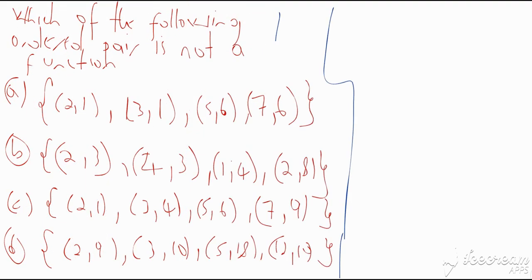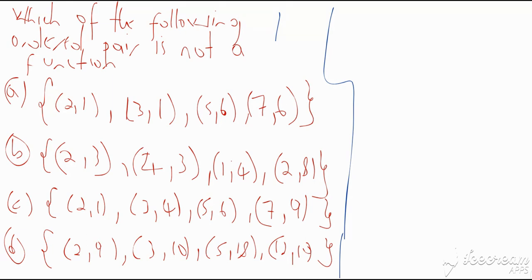Now here's a second example of a question. Which of the following ordered pairs is a function? Bear in mind that a function is either a one-to-one relation or a many-to-one relation. A one-to-one means that each x value is mapped onto a different y value. A many-to-one means that more than one x value can be mapped onto the same y value. So it means that the y value can repeat, but the x value cannot repeat.